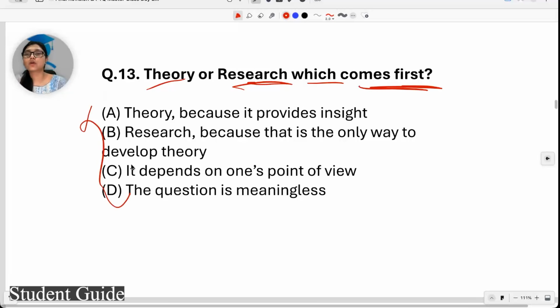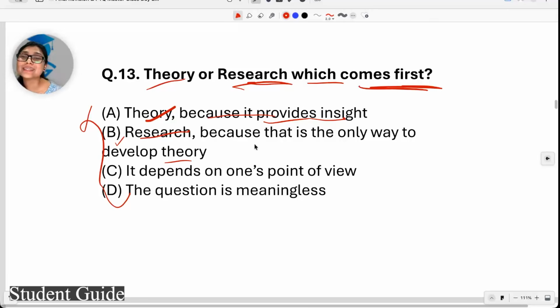There are a few options here. So, quickly checking the options. The first option is saying theory, because it provides insight. Okay, let's see the other options. Option B is saying research, because that is the only way to develop theory.